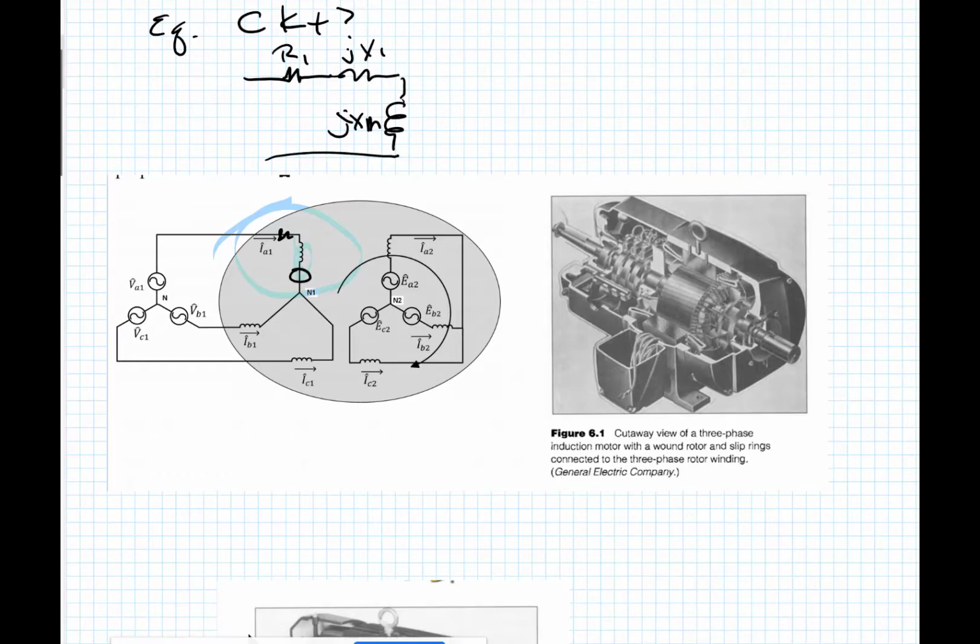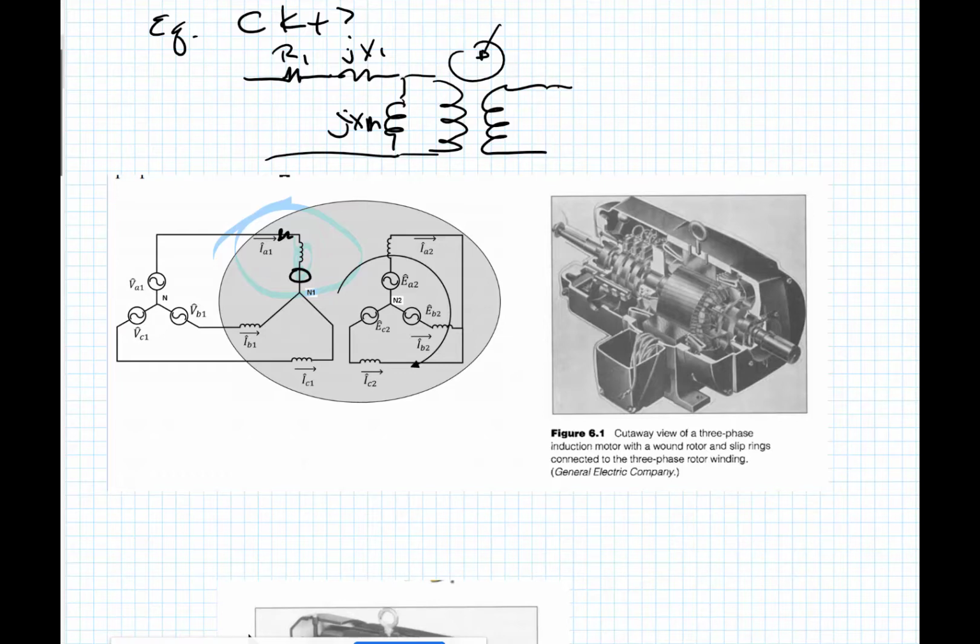So I just drew the stator, and it's like a transformer. There's going to be a transformation. It's kind of complicated. Unfortunately, I'm going to have to wave my hands a little bit on this one and not go through it in rigorous detail as to what this turns ratio is, because that's where the magic is. But essentially, you can transfer energy across to the rotor.